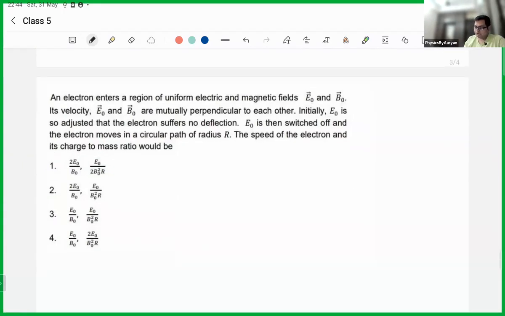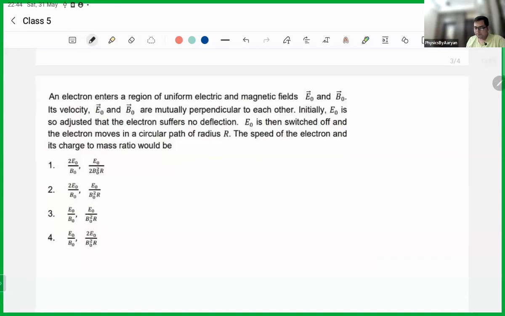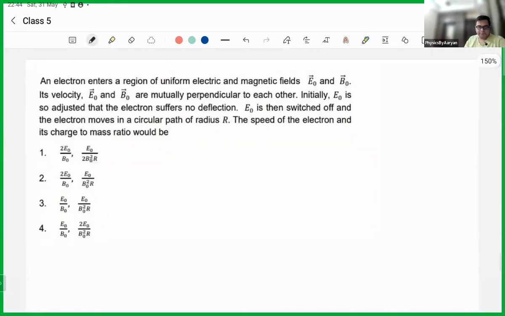Okay, now this is another question. This is simple mathematics, not that difficult, I think. Let's read it. The previous question was from CSIR NET, and this question is also from CSIR NET. An electron enters a region of uniform electric and magnetic field. So there is a uniform electric and magnetic field.